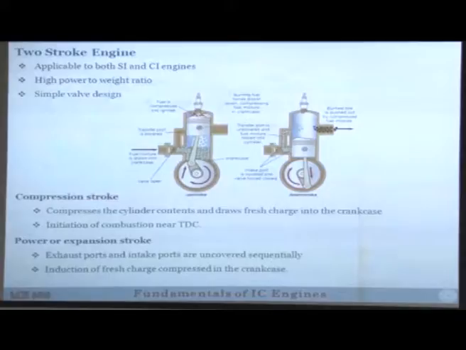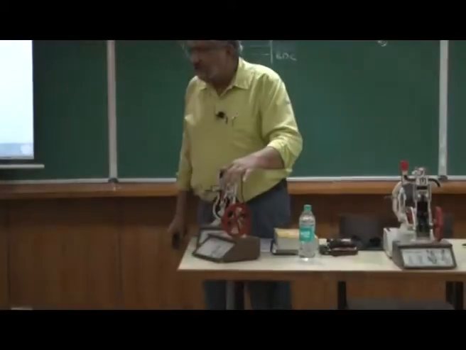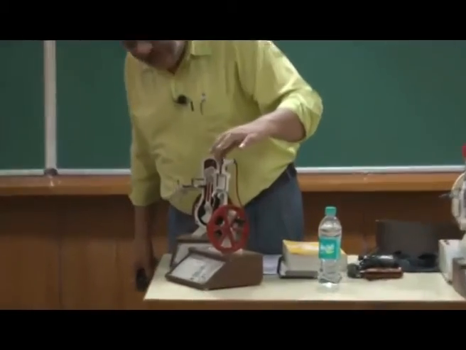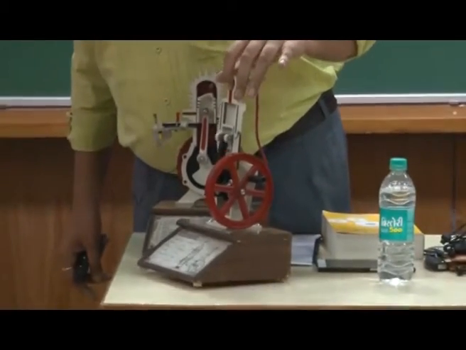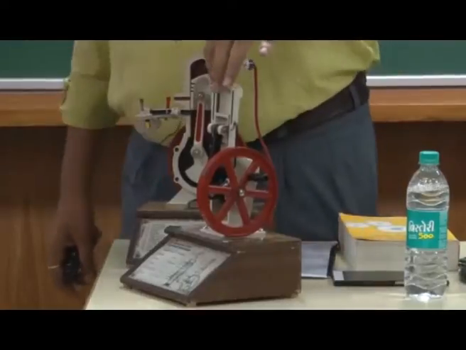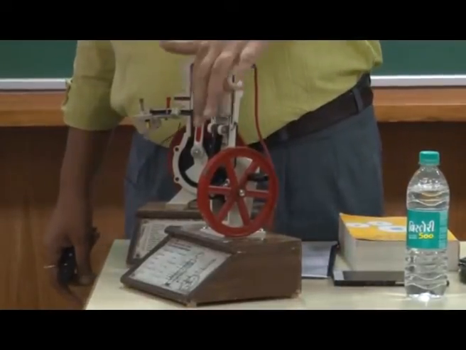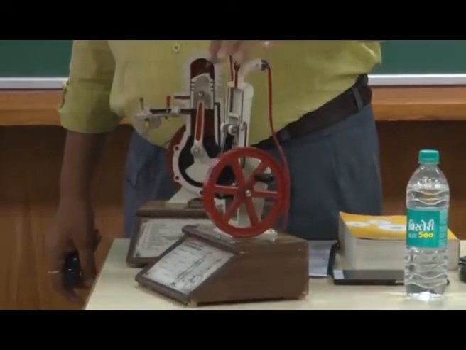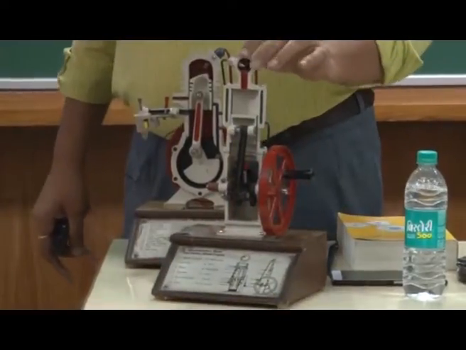Now this is a two-stroke diesel engine. The only difference is that instead of a spark plug, you have a fuel injector. And this is a divided chamber, by the way. So this is the pre-chamber and this is the main chamber. So this is a two-stroke diesel engine.